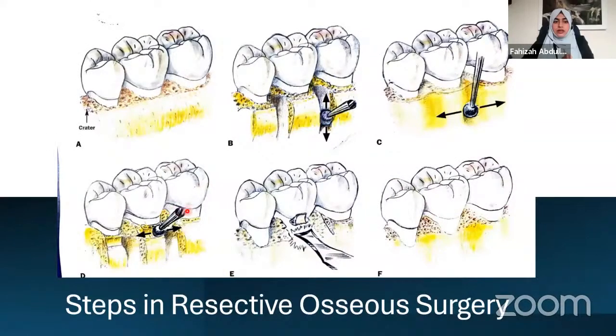Okay. So to brief, these are the steps in resective osseous surgery. When there is a bone defect, we do vertical grooving so that we get a final outline of the bony contour, and then we do the radicular blending at the portions where the sharp bony margins are. Then we flatten the interdental bone so that we get the final contour of the positive architecture, and then we do gradualization of the marginal bone.